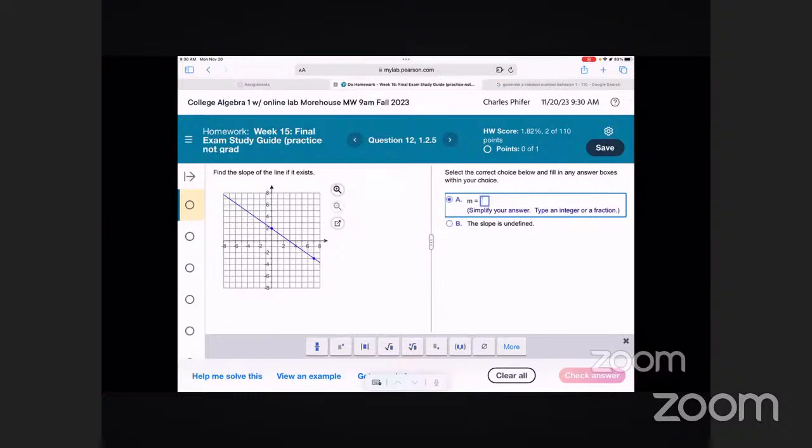Let me take some notes here. The slope between two points is y sub 2 minus y sub 1 over x sub 2 minus x sub 1. That's the slope formula. Hopefully if you have your formula sheet, you can jump straight to it. This formula is ready to go, so you don't have to flip around and search.